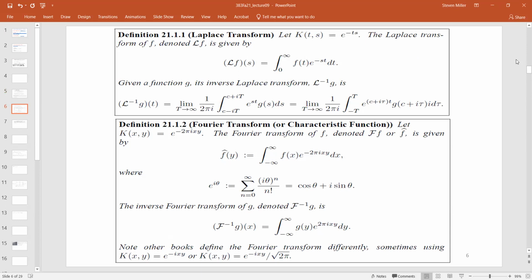So who are my physicists again? Are you happy with this definition of the Fourier transform? Or what do you want to change? So you don't like the 2 pi up here. Okay. You like the 1 over square root of 2 pi?